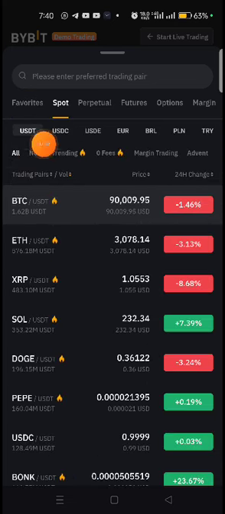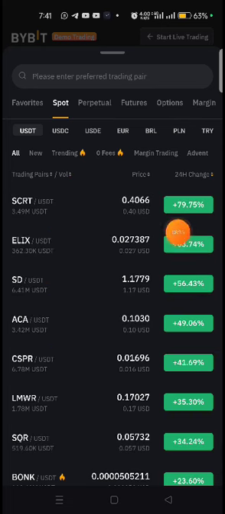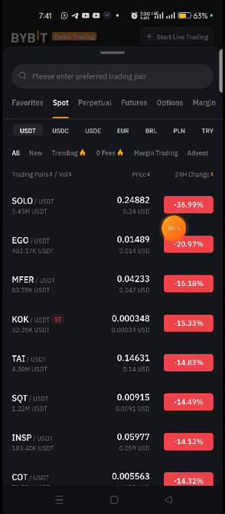Come back to spot. Perpetual means futures. Perpetual and futures, both of them are the same thing. Okay, and always make sure your option here is USDT. So I'm going to look for another good coin. Now, when you come to trading, click on this place, 24 hours change. It's going to arrange the coins from the top in terms of gainers and losers. So I'm clicking on 24 hours. The coin with the highest 24 hours performance in terms of pump is this one, SCRT. Then in terms of dump, the one with the lowest performance is this one. That's losers. The one that went the lowest is this one.